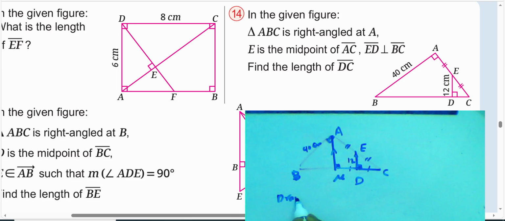Then first step, we can draw EM perpendicular to BC, and such that E is the midpoint of AC, and measure of angle D equals measure of angle M equals 90 degrees. Then DE will be parallel to EM. We call it corresponding angles.